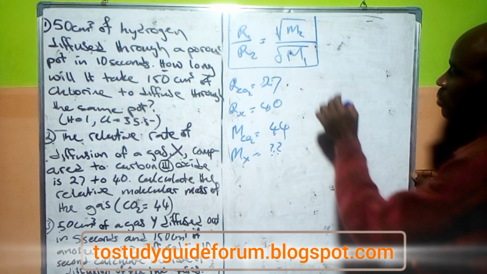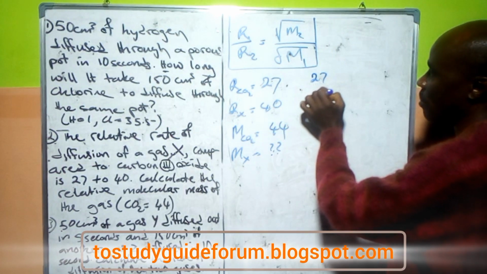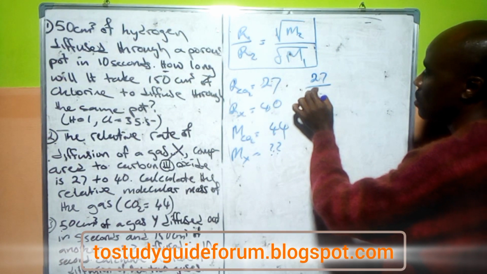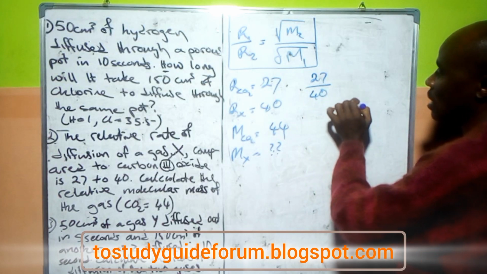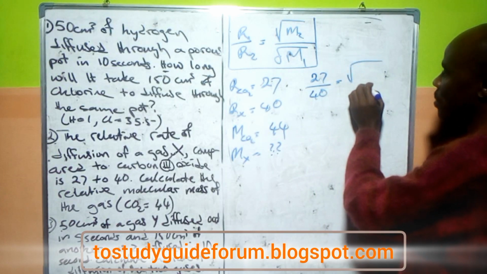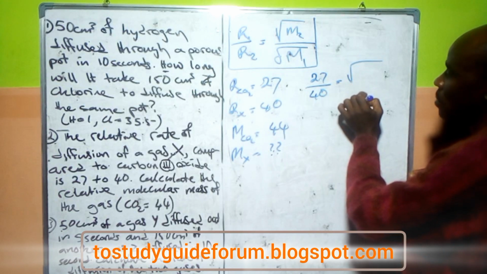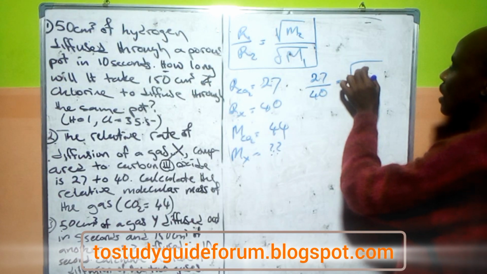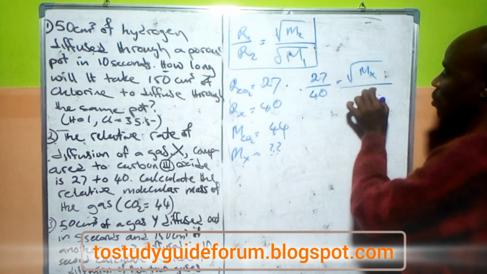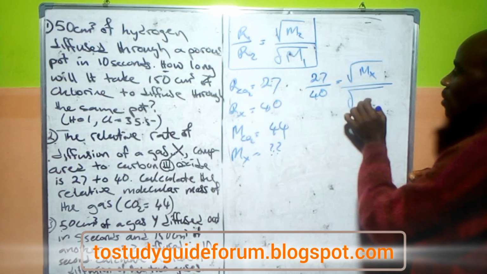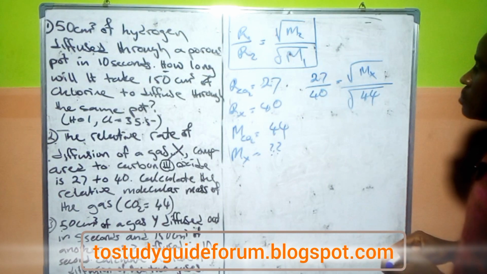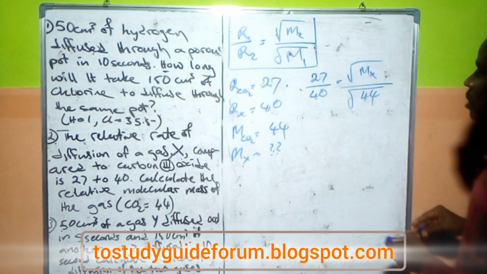By substituting, we have 27 for carbon, and then 40 for the gas S, which is the same thing as what? Then we compare the relative density. Then for the gas X, we have this because we don't know it. And then for carbon 4, we have 44. So what are we doing next?